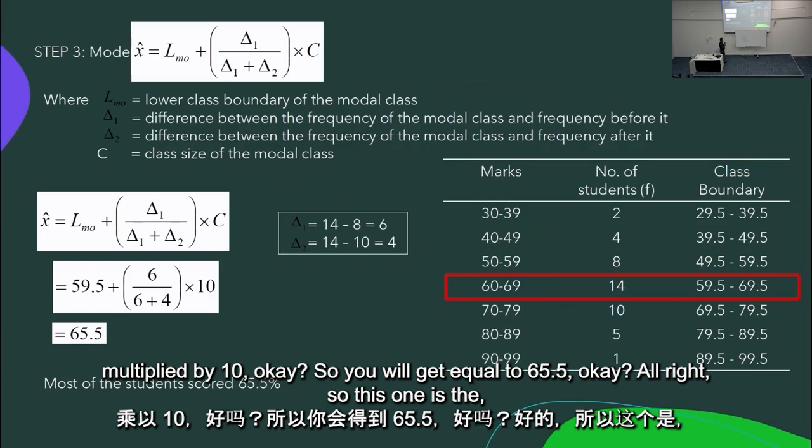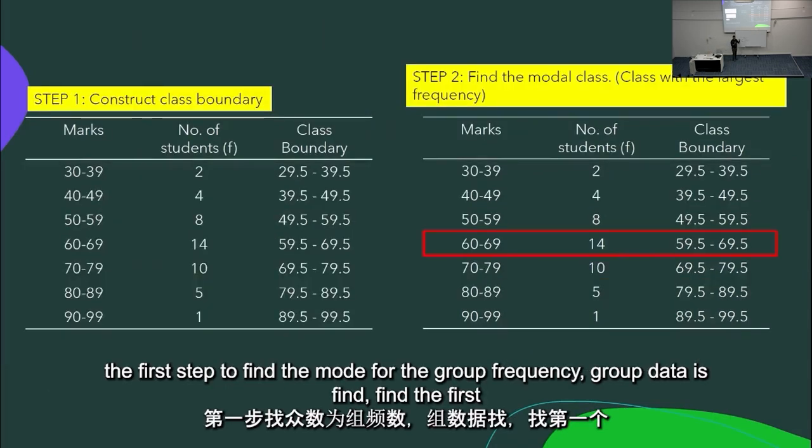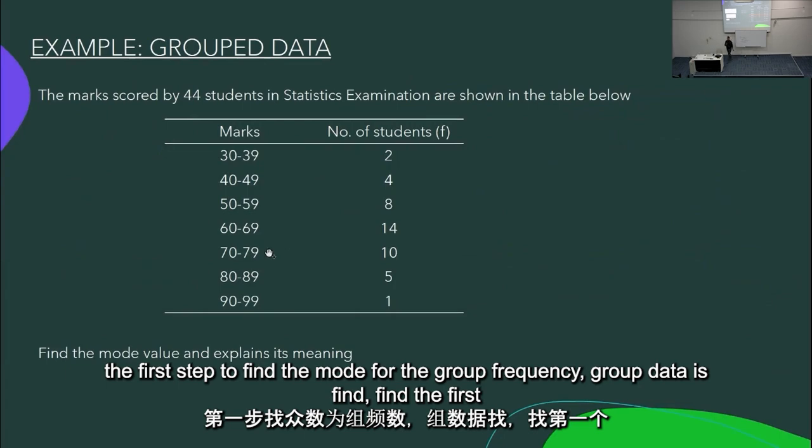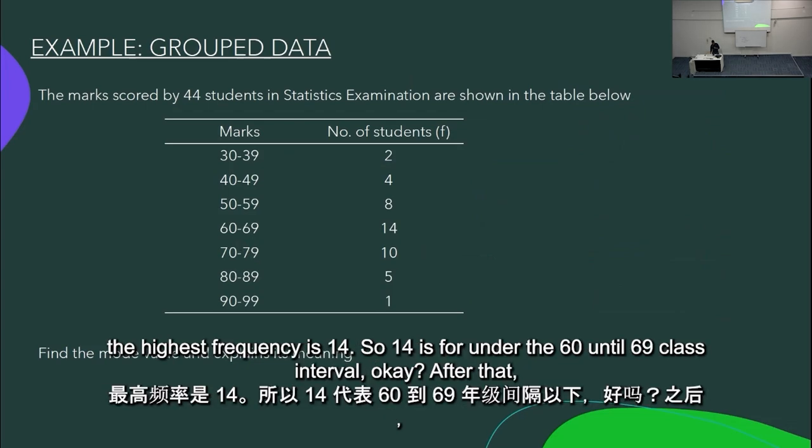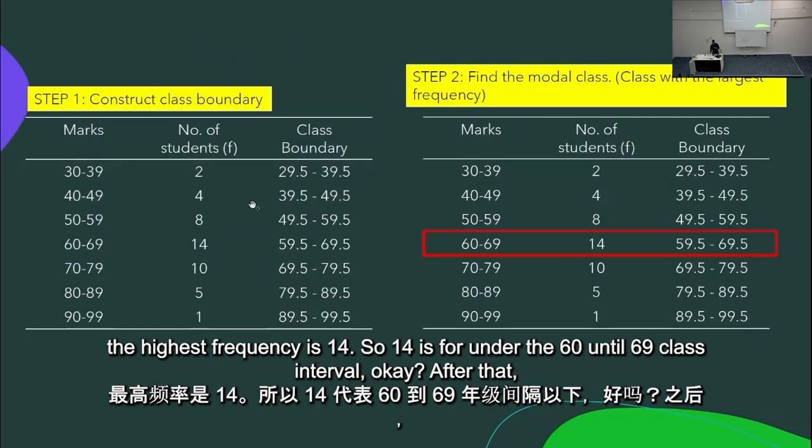Alright, so this one is the first step to find the mode for the group data: find the modal class. If you are given this data, you need to find the modal class. For this one, the highest frequency is 14. So 14 falls under the 60 until 69 class interval.